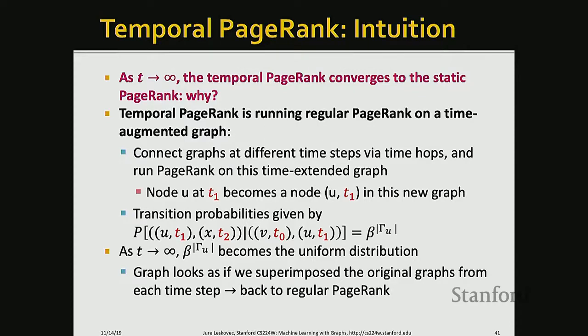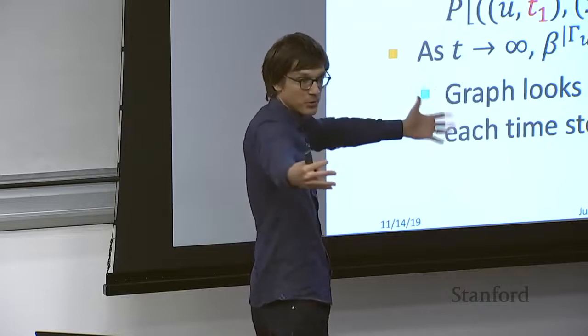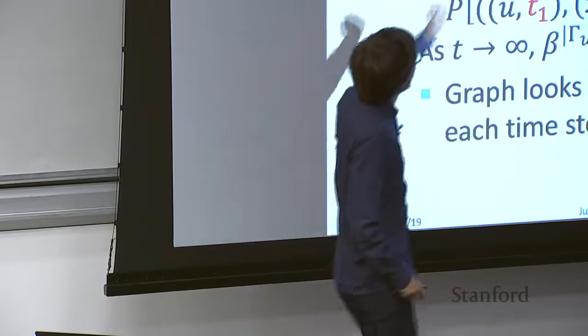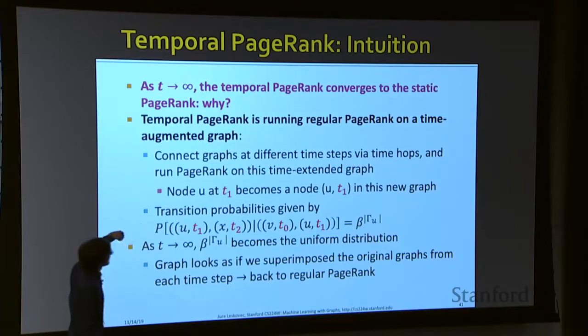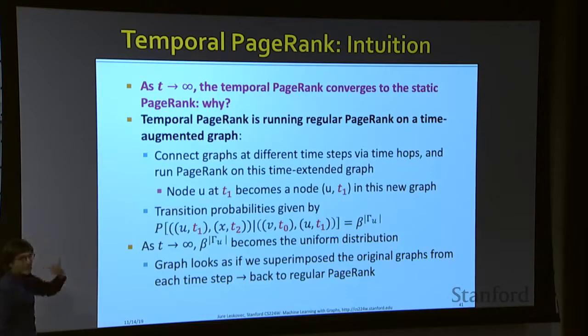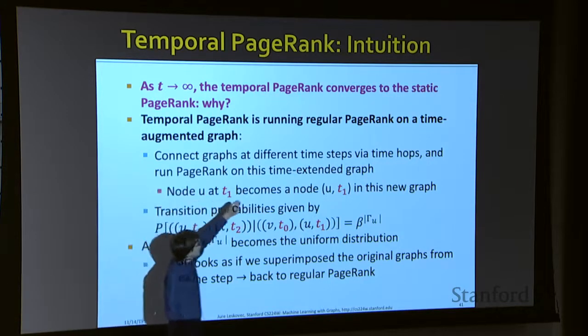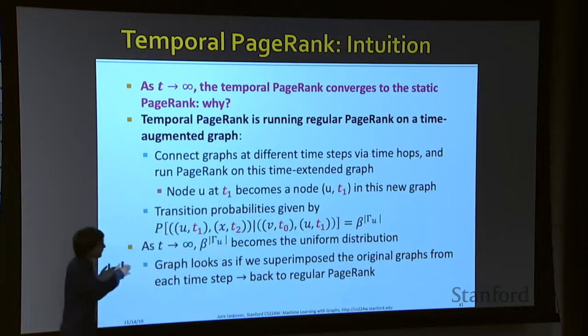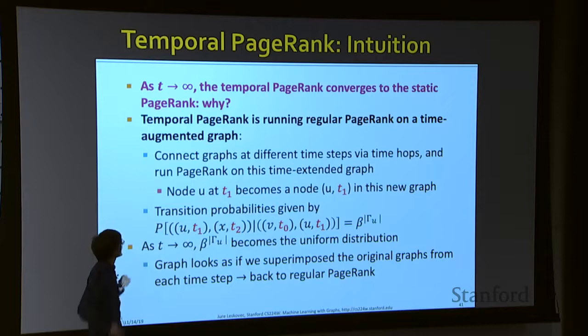Meaning, if you are able to use all the edges, then you will converge to, you will basically compute the static version of the PageRank, right? So the way to think of this is that temporal PageRank will be like running a real PageRank on a time-augmented graph. And I will define this in the next slide, where basically we will connect graphs at different time steps via what we will call time hops, and run PageRank on this time-extended graph, right?